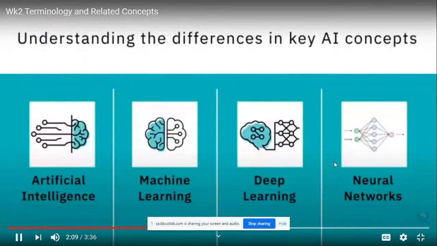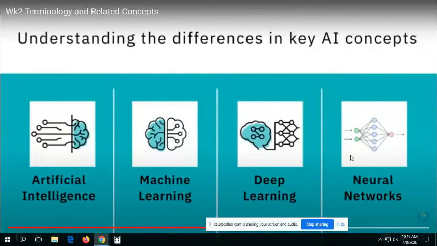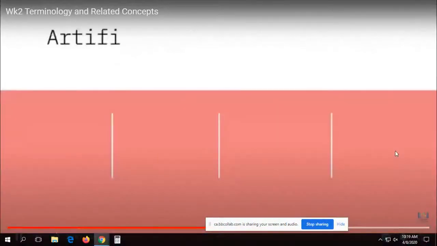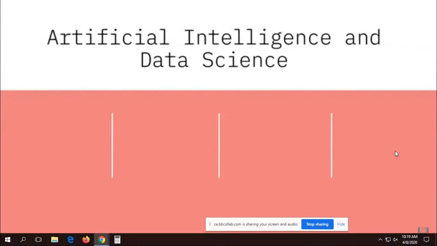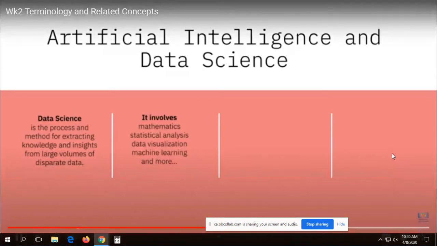Now that you have a broad understanding of the differences between some key AI concepts, there is one more differentiation that is important to understand, that between artificial intelligence and data science. Data science is the process and method for extracting knowledge and insights from large volumes of disparate data. It's an interdisciplinary field involving mathematics, statistical analysis, data visualization, machine learning, and more. It's what makes it possible for us to appropriate information, see patterns, find meaning from large volumes of data, and use it to make decisions that drive business.